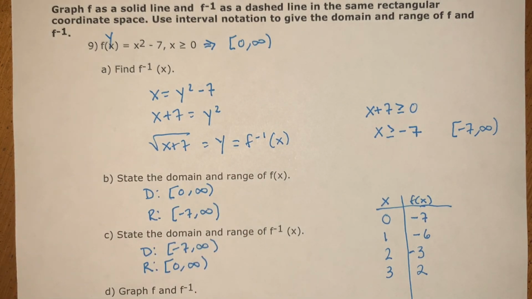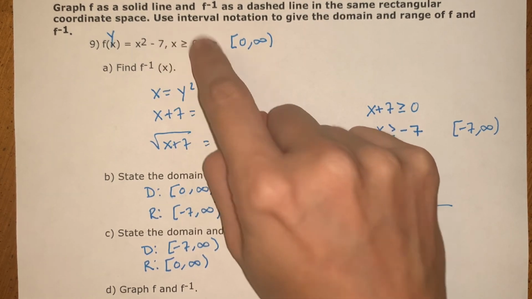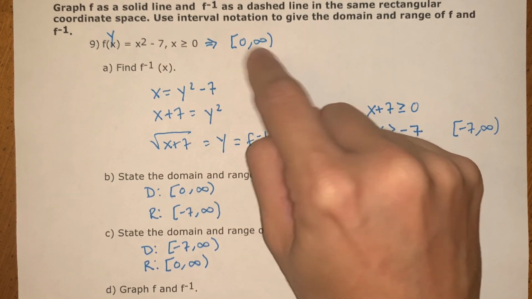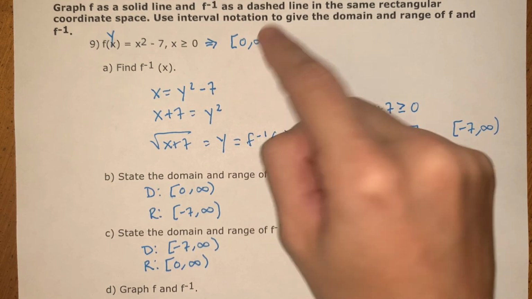Next, we have to figure out the domain and range. So the domain is already given for our original function. That's here. So we just have to put it in interval notation. So that's 0 to infinity, and we're going to include 0.